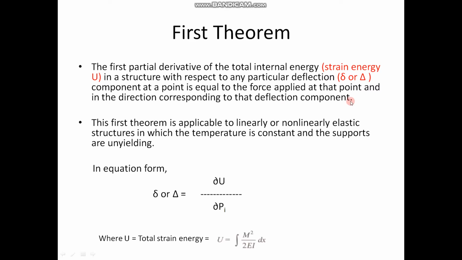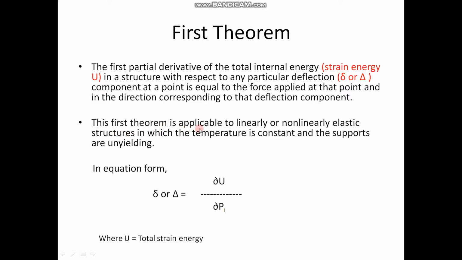It means that if we do the partial derivation of strain energy with respect to the load applied at a particular point, we will get the deflection at that particular point, where the total strain energy U can be calculated by doing the integration of M squared by 2EI dx.